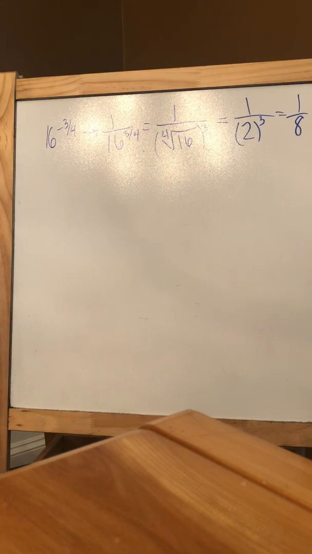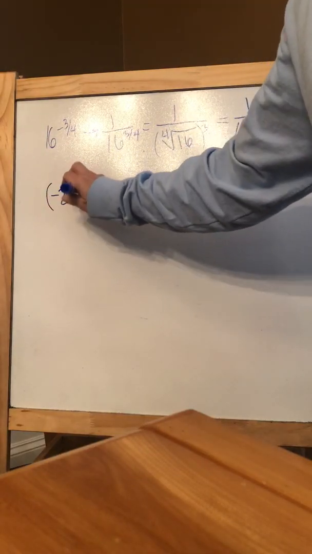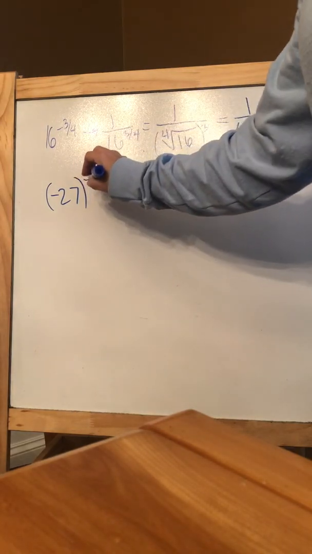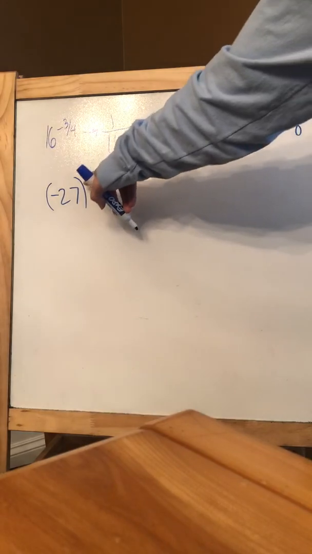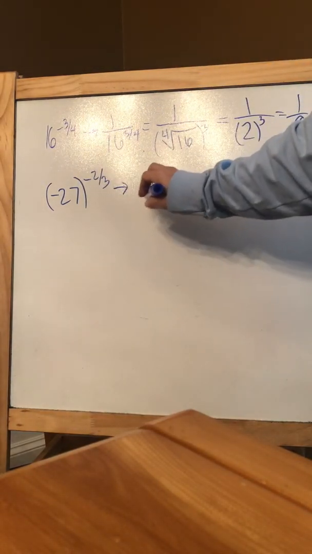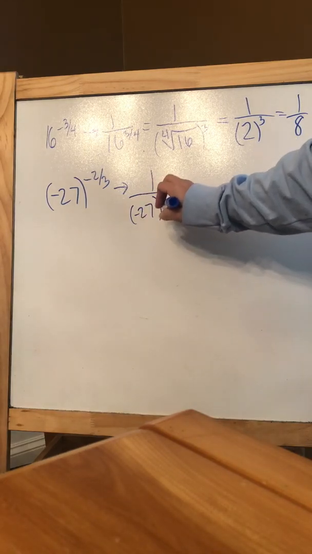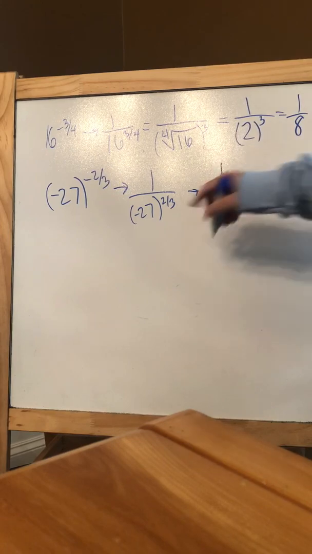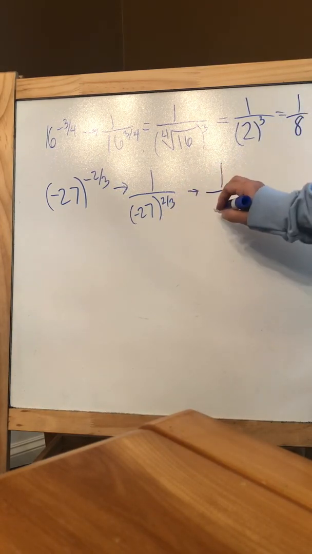All right, let's look at B. B says negative 27 in parentheses, like so, to the negative 2/3. Okay, so the first thing we're going to do here, we're going to get rid of this negative exponent. So we're going to say 1 over negative 27 to the 2/3. Now let's take it a step further. Look at your bottom denominator here of your exponent, and it's 3.